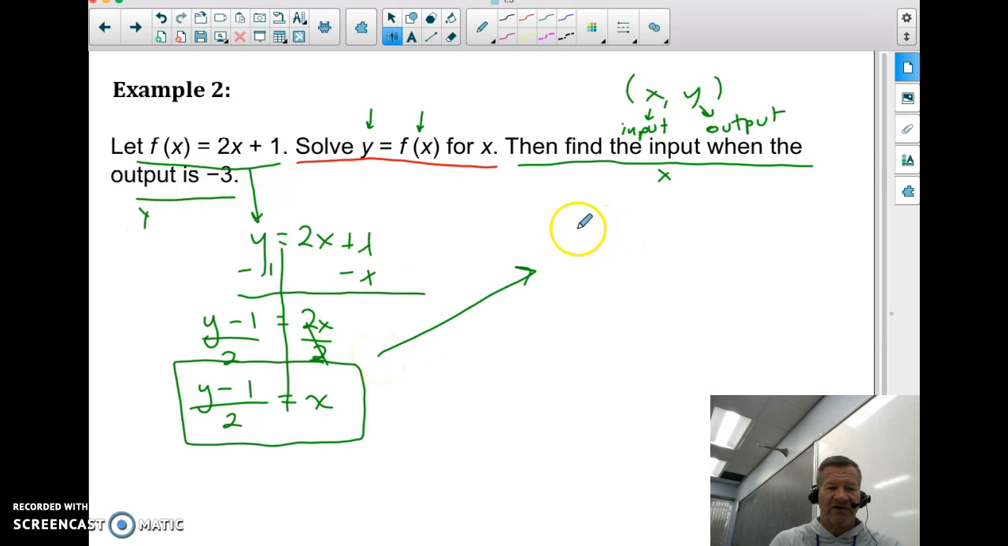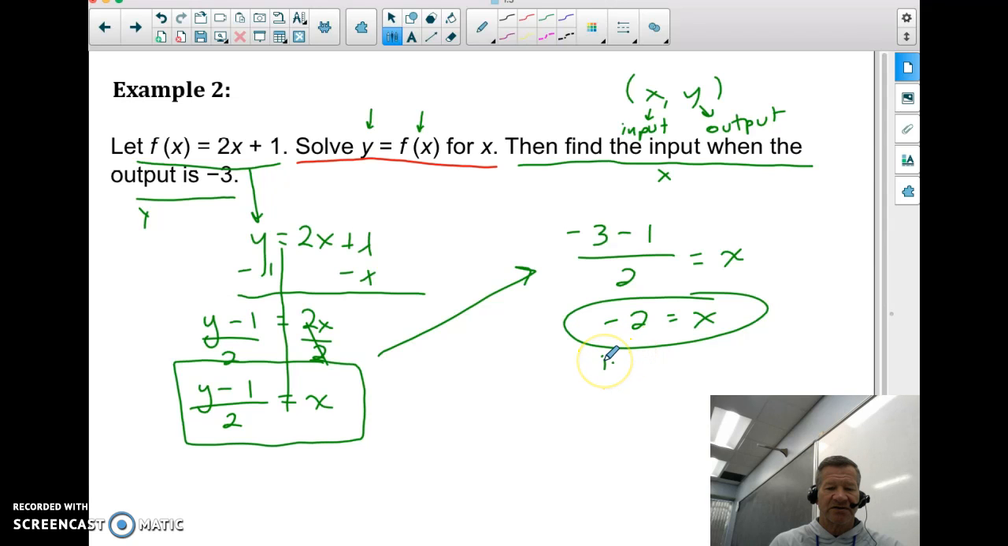I know the y value is negative 3. So I'm going to plug that in place of y and help me to find x. So negative 3 minus 1 is negative 4, and negative 4 divided by 2 is negative 2. So the input, or the x value, is negative 2. And we're done with example 2.